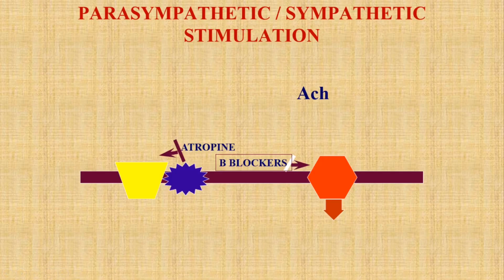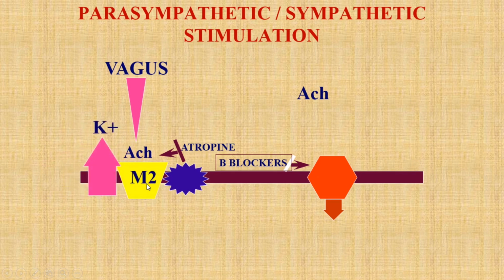Let us see the mechanism of why parasympathetic or sympathetic stimulation will make the slope of the pacemaker potential either flat or steeper. Let us see first parasympathetic stimulation, that is through the vagus. At the vagal endings, one neurotransmitter is released, that is acetylcholine. This will act on the cell membrane of the pacemaker tissue, that is the SA node, and the receptor on which it acts is the muscarinic receptor, that is the M2 receptor.